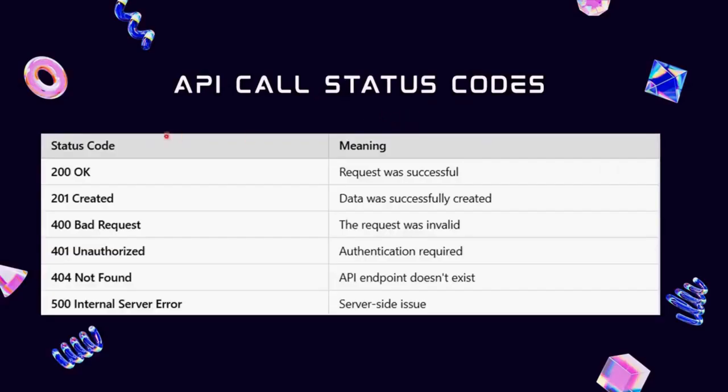API status codes. 200 means the request was successful. 201 is created, meaning data was successfully created. 400 bad request means the request is invalid. 401 unauthorized, the request is not authorized. 404 not found, the API endpoint does not exist. 500 internal server error, a server-side issue. These are some status codes for API calls. Now we go to the next.